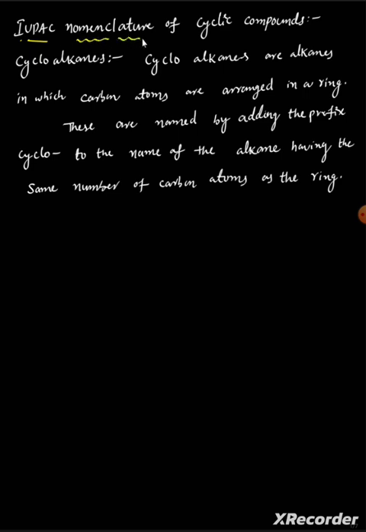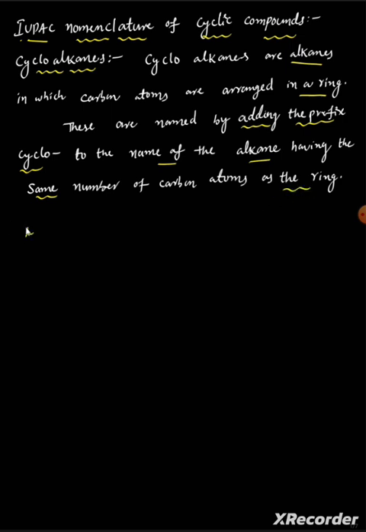Today our topic is IUPAC nomenclature of cyclic compounds. Here we will see cycloalkanes. Cycloalkanes are alkanes in which carbon atoms are arranged in a ring. These carbon atoms are named by adding the prefix cyclo to the name of the alkane having the same number of carbon atoms as the ring.